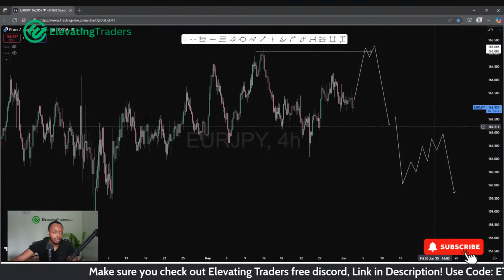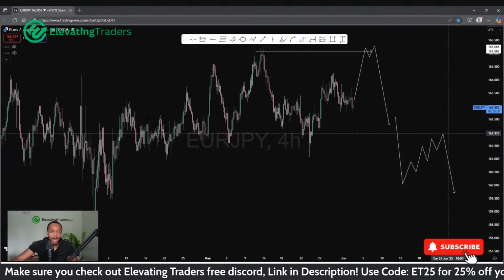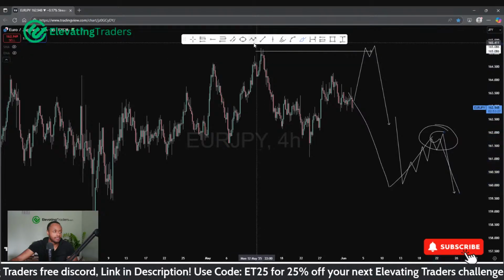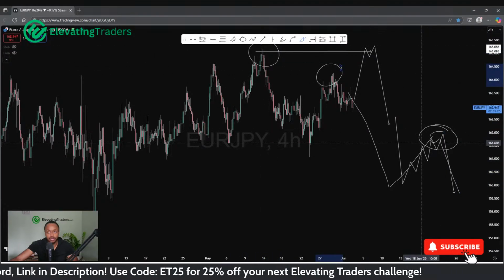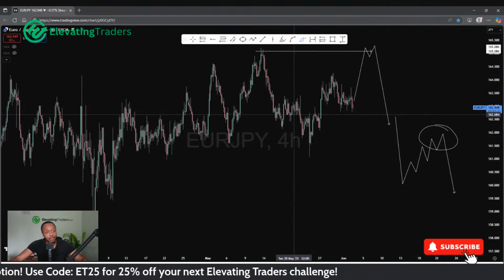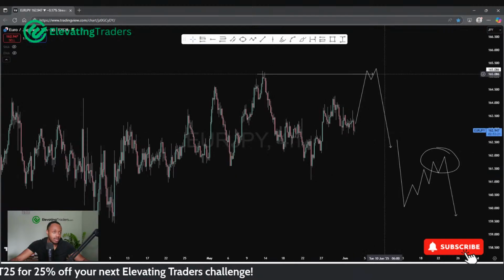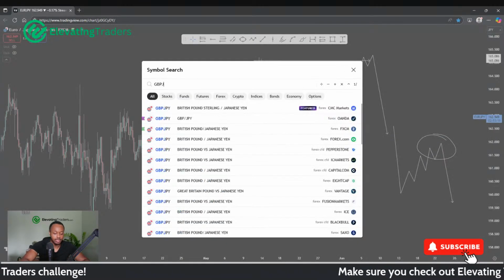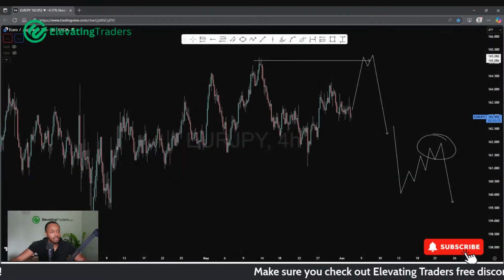But this would definitely be the safer trade and the higher probability trade as well, because at that point I've got some structure to follow, lower high, and looking for the next one, of course. But at the moment, nothing just yet. So I'll keep an eye on both opportunities, but I'm leaning towards the bearish side of things with Euro Yen.